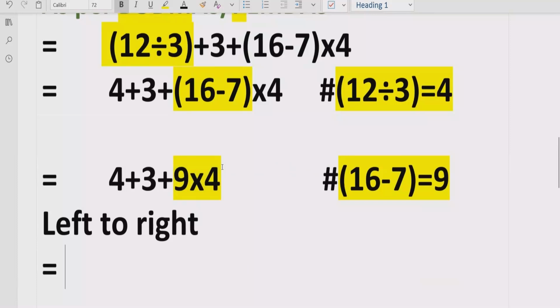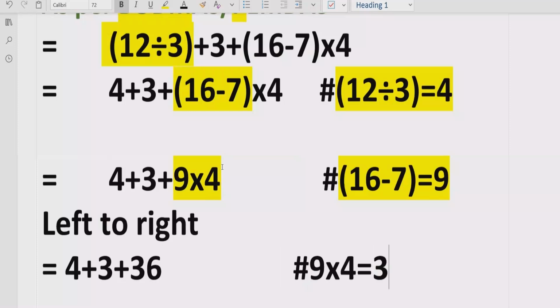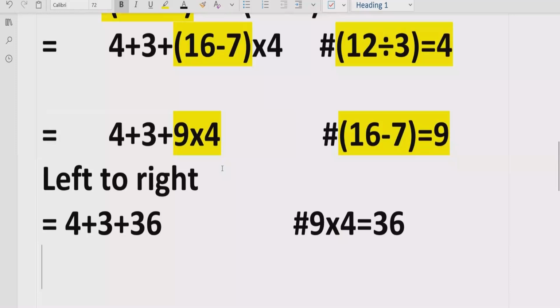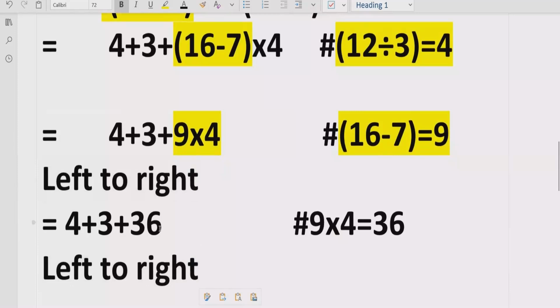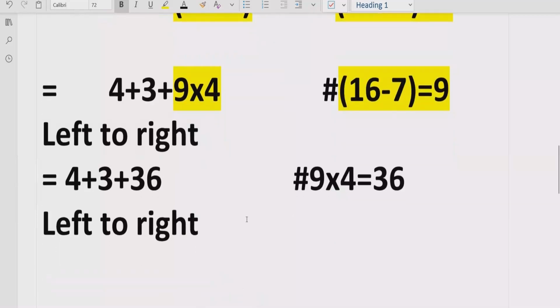We solve this one: 9 times 4 is 36. Now again, we have to go left to right and look for division and multiplication. But in our expression, we do not have multiplication or division right now. So we look at the addition and subtraction. First we have this addition: 4 plus 3, and we write plus 36 as it is.